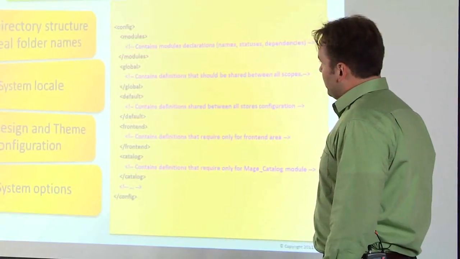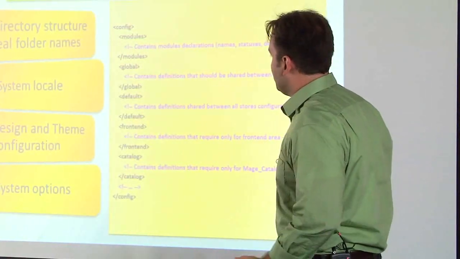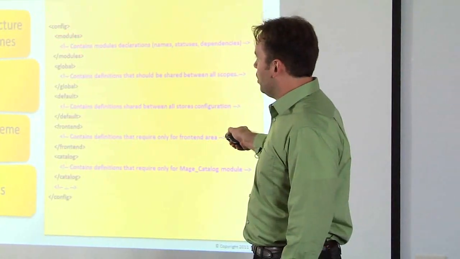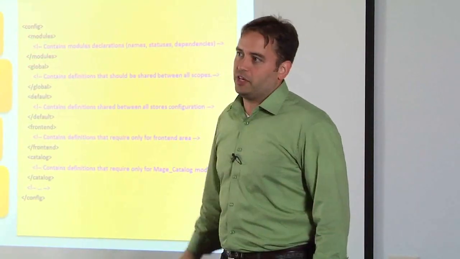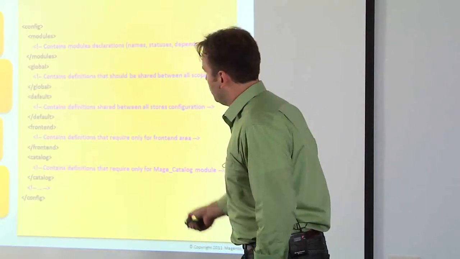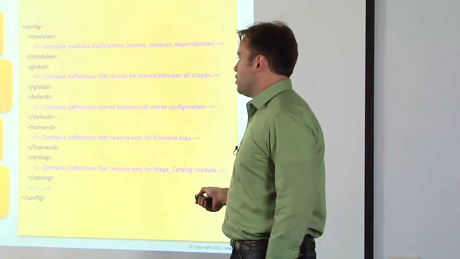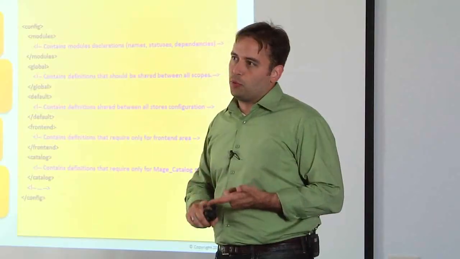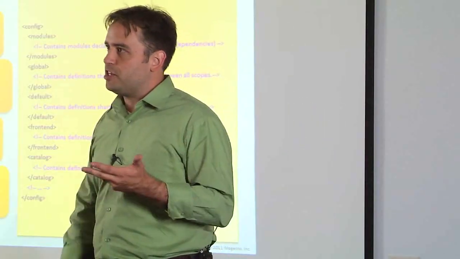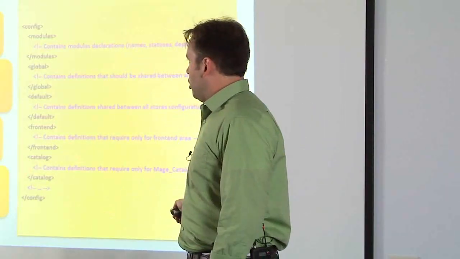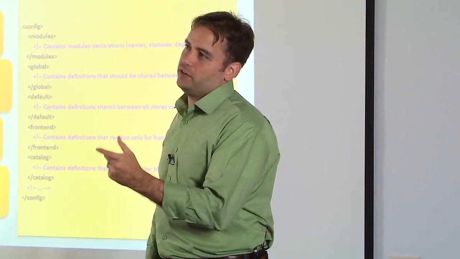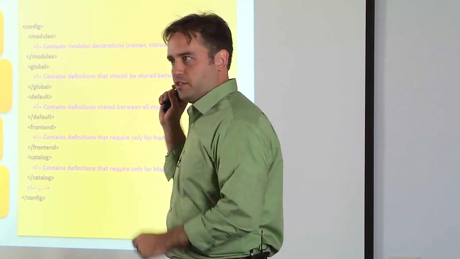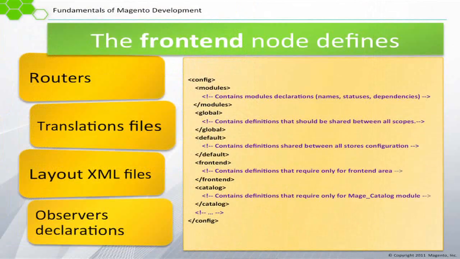So really, what I tend to do when I see a config file is I look for the nodes directly inside config, because those are the significant areas here. So we have our different configuration areas. Like frontend, global, admin, and adminhtml are nodes that you'll see directly under config, and those are configuration areas and are different from the design areas that I was discussing earlier.